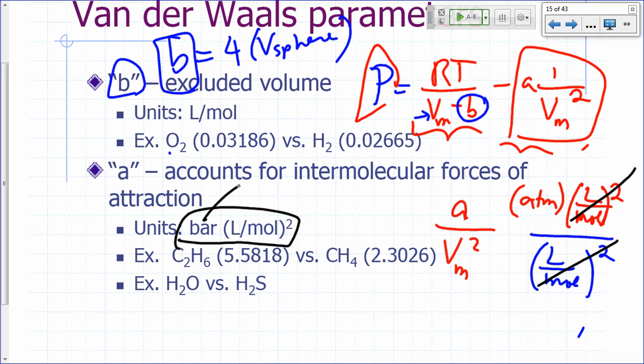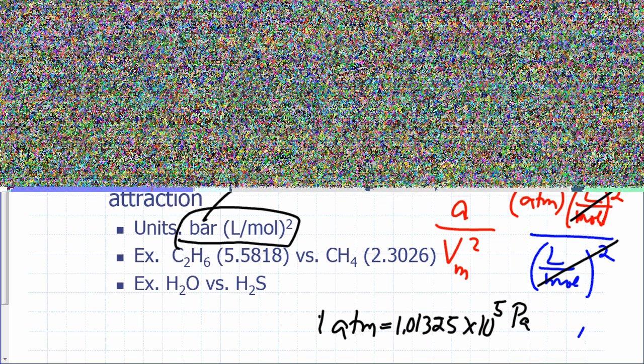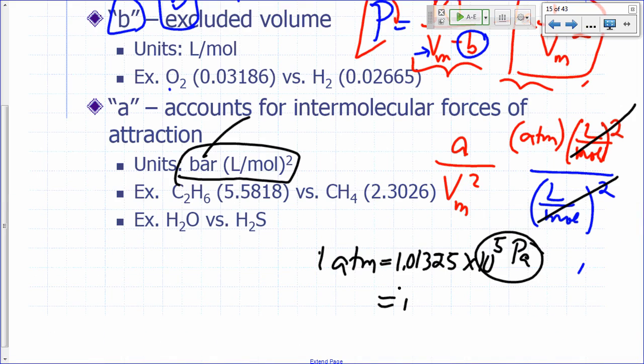Bar is a unit of pressure. So how is a bar related to an atmosphere? 1 atmosphere is 1.01325 times 10 to the 5th Pascal, which is a Newton per square meter, remember. And 10 to the 5th Pascal is what we call a bar, so 1 atmosphere is 1.01325 bar.